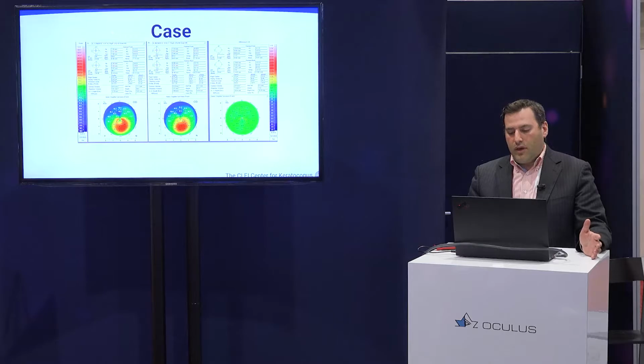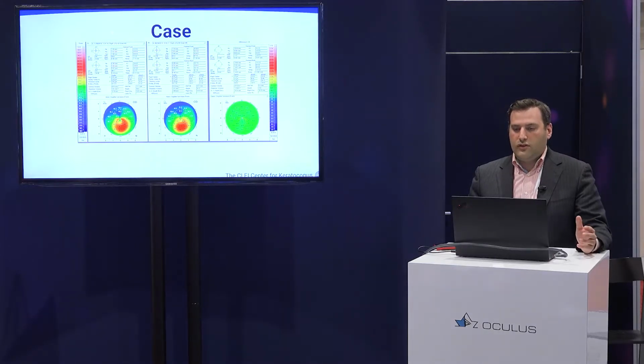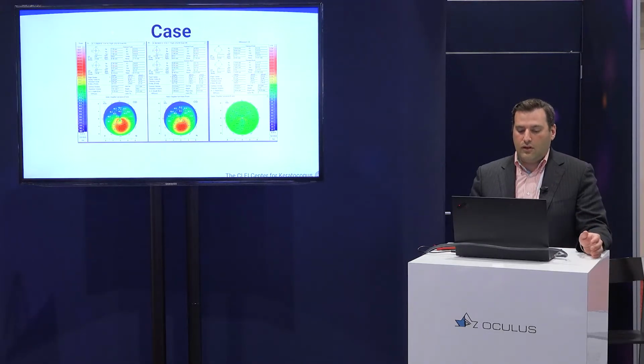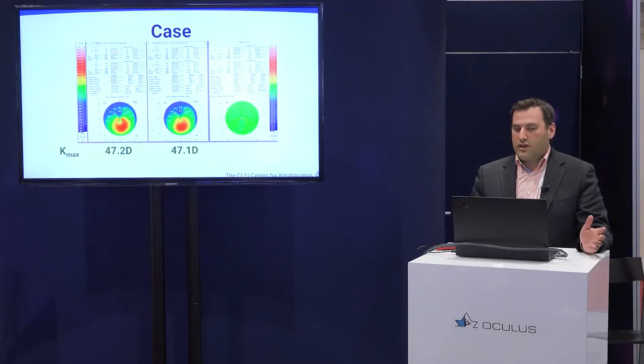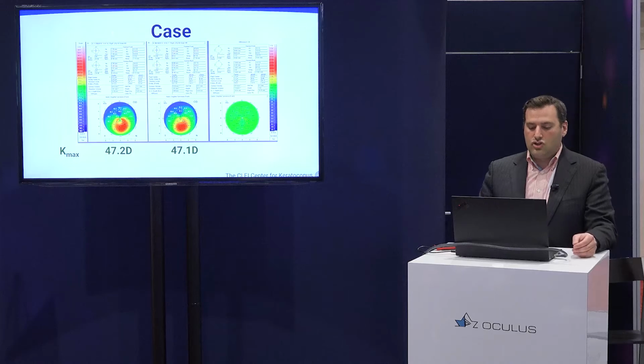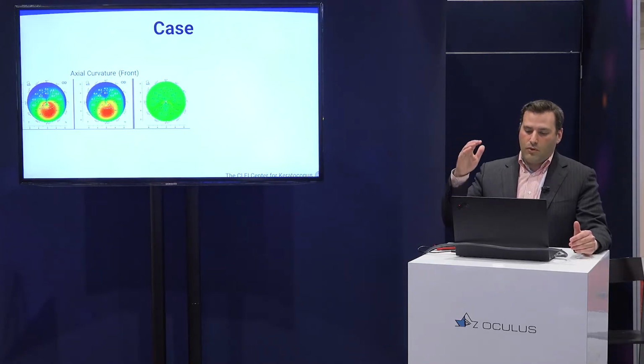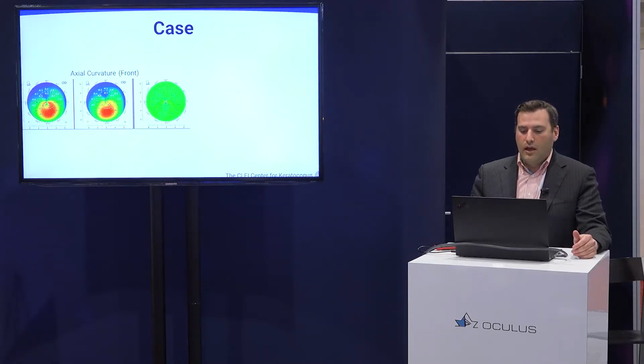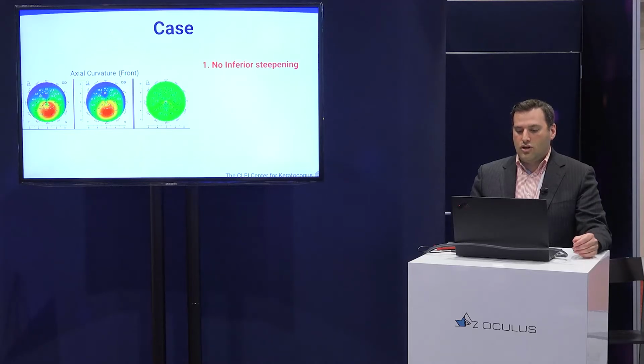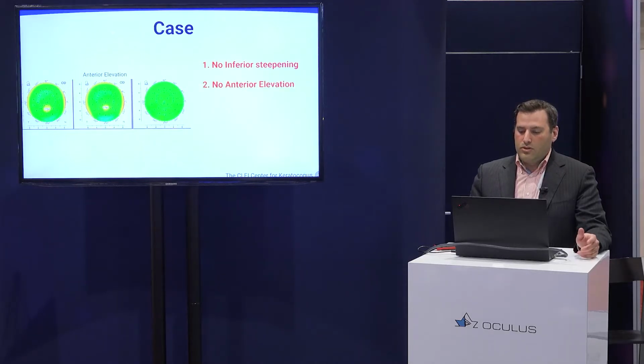This was an 18-year-old male who we saw in the clinic, and this is a comparison of their first visit and their visit 3 months later. So looking just at the axial curvature map, front curvature, there's no clear progression for this patient in their curvature. If we look at the Kmax numbers, which we've been generally using to follow patients over time, no real change in Kmax. Again, kind of working through our algorithm one step at a time, their anterior curvature hasn't changed. There's no inferior steepening. Their anterior elevation hasn't changed.